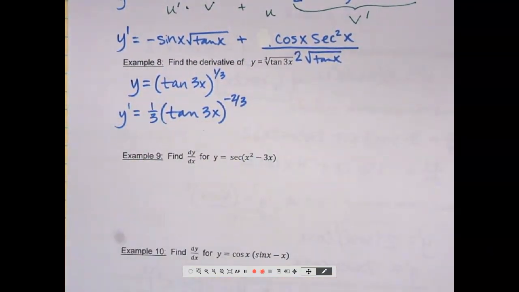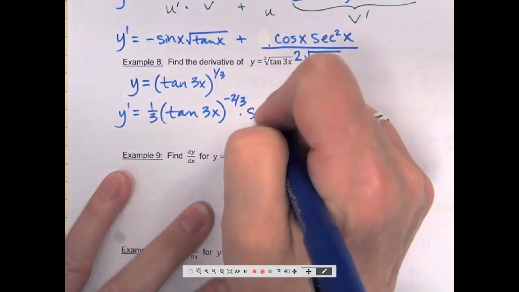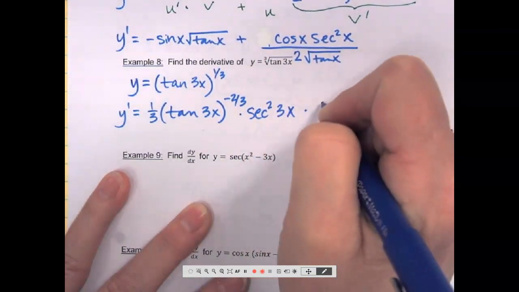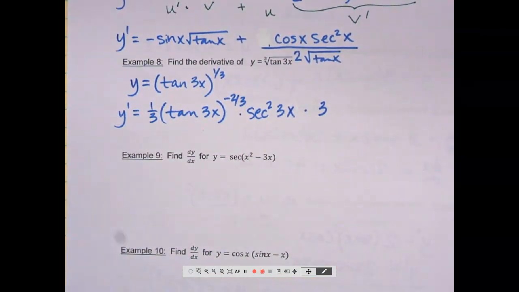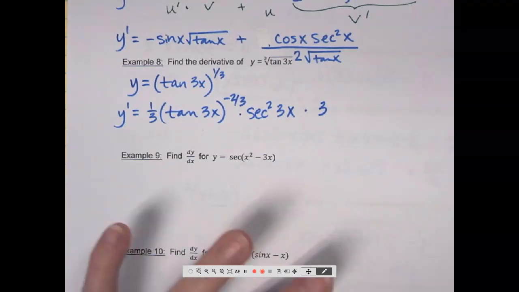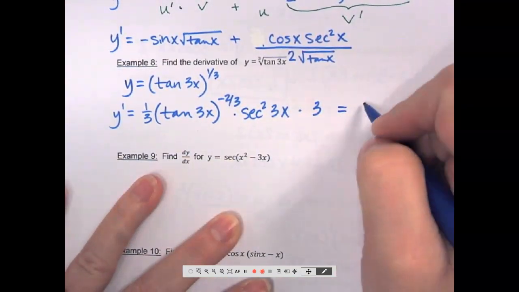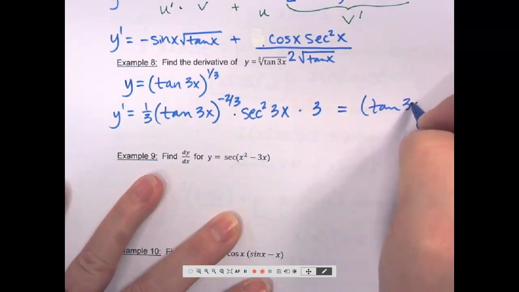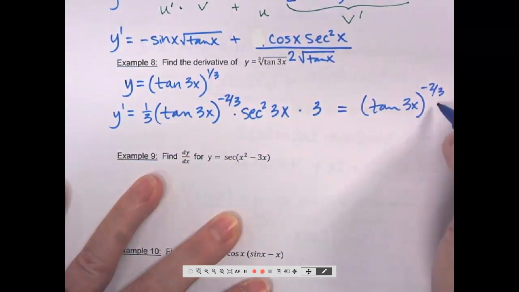Okay, are we done? Of course not. Now the inside. What's the derivative of tangent 3x? Secant squared 3x. And then you multiply by 3, because we didn't take the derivative of 3x. Oh, I do see one thing that we should simplify. 3 times 1/3 is just 1. So I would leave this as tangent 3x to the negative 2/3 times secant squared 3x.